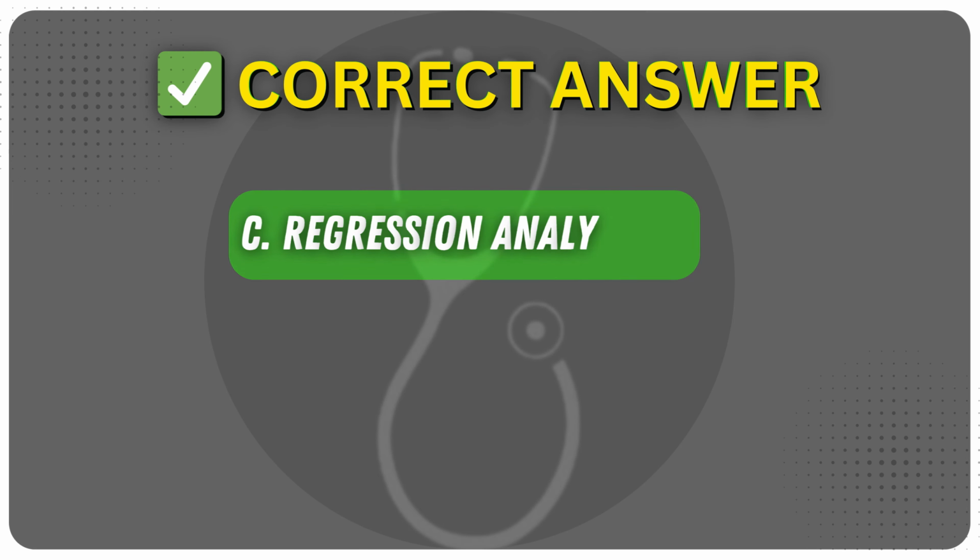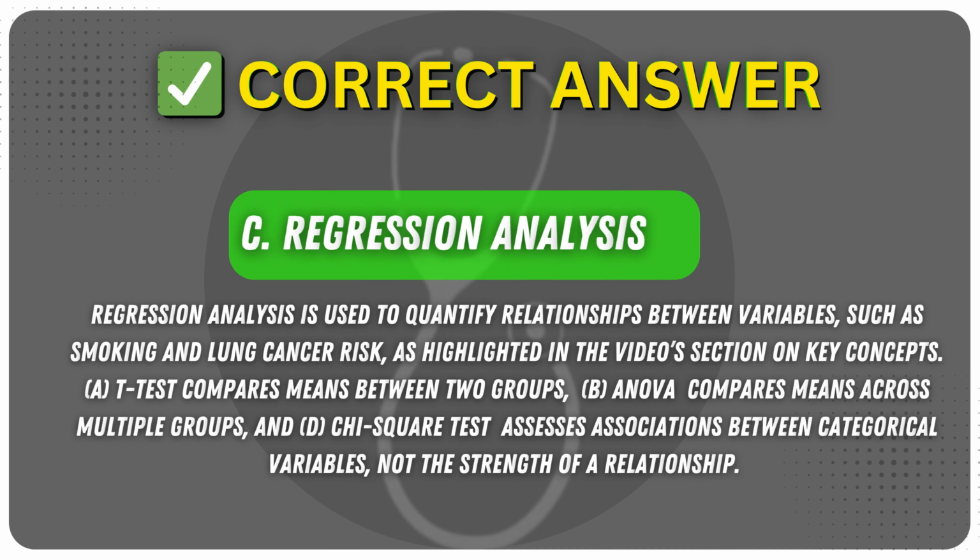Correct answer is C. Regression analysis. Because regression analysis is used to quantify relationships between variables, such as smoking and lung cancer risk, as highlighted in the video section on key concepts. A. T-test compares means between two groups. B. ANOVA compares means across multiple groups. And D. Chi-square test assesses associations between categorical variables, not the strength of a relationship.